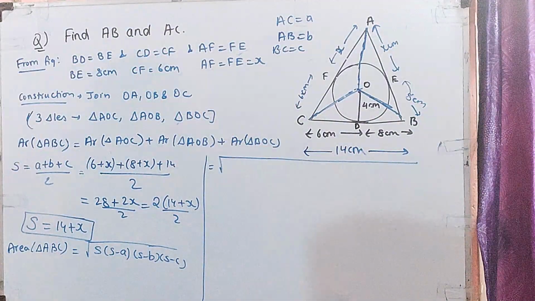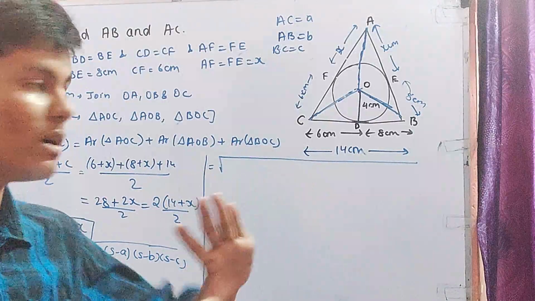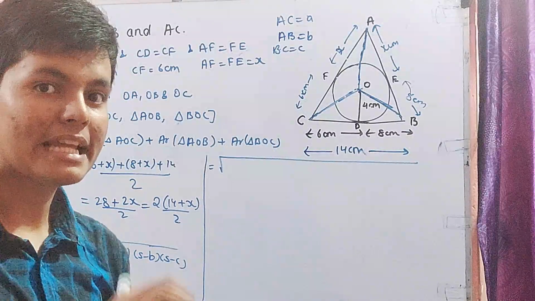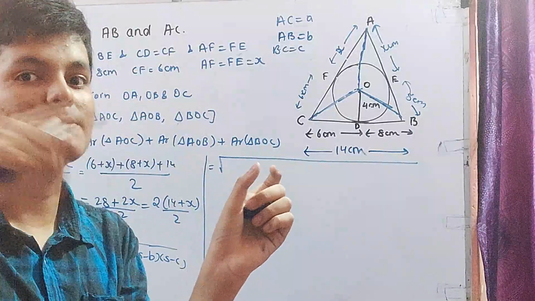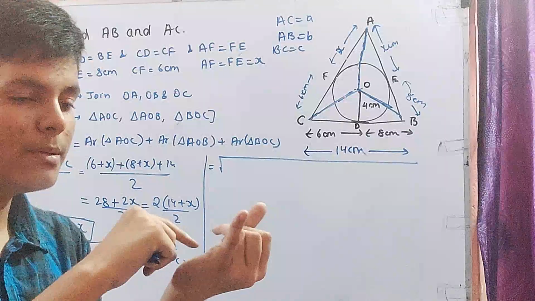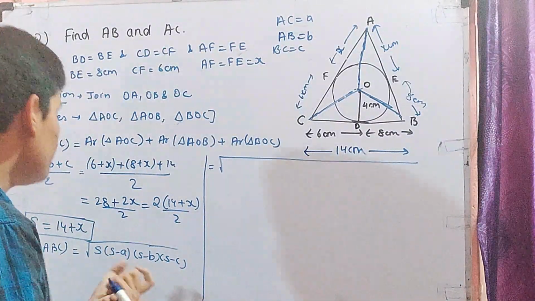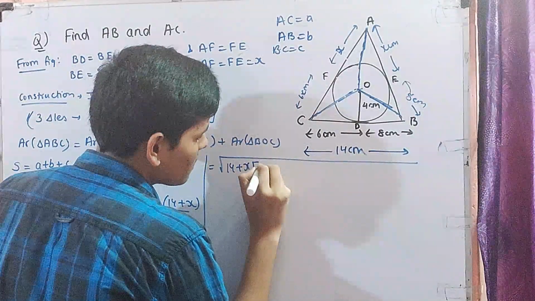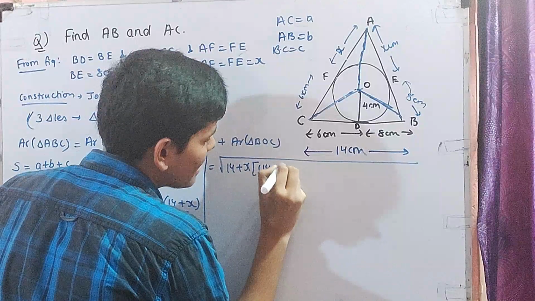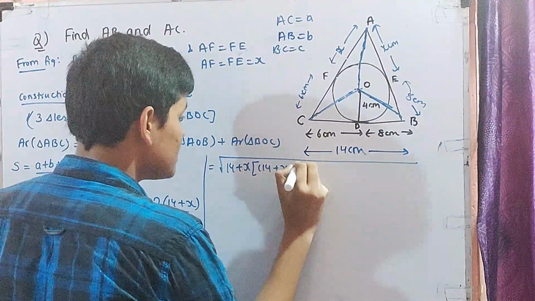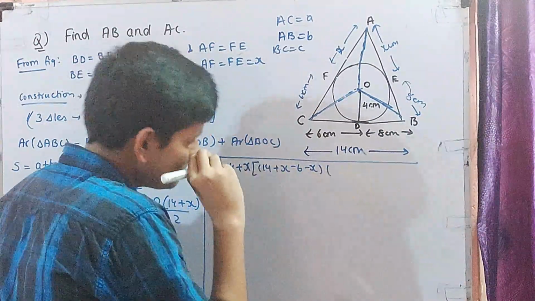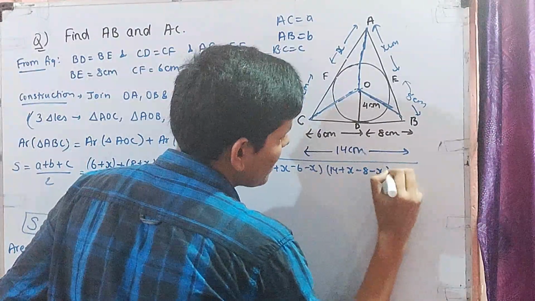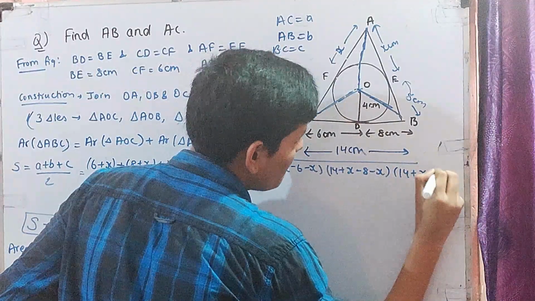Now here I am not going to explain the concept of brackets with plus and minus, because when we are taking A, we are taking 6 plus X. So when we are doing minus, we take it inside a bracket. Minus of bracket 6 plus X, so when we open it, it will be minus 6 minus X. I will explain it again. S is what? 14 plus X into 14 plus X. Here we have minus 6 minus X. Again 14 plus X minus 8 minus X, and again we have 14 plus X minus 14.